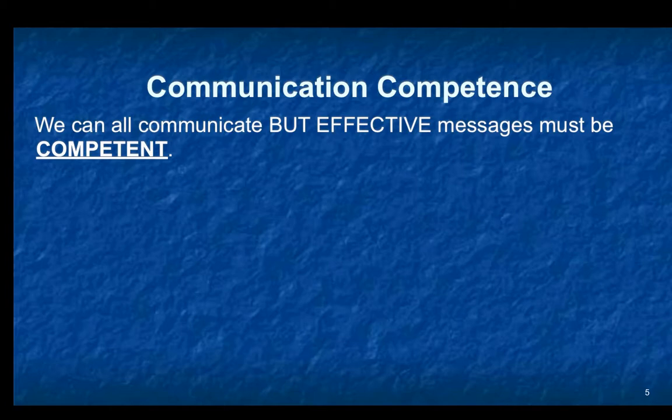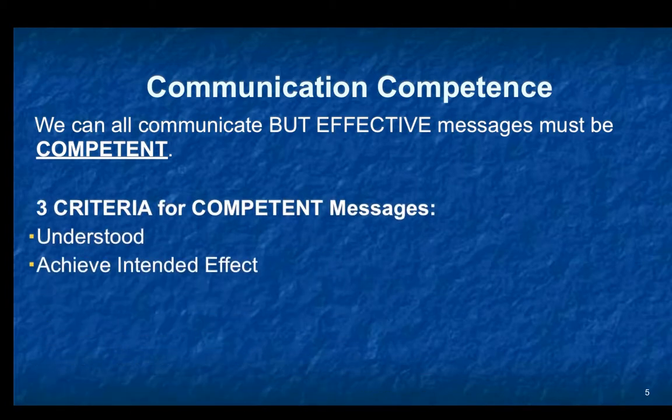So we can all communicate, but effective communication and messages must be competent. So there are 3 criteria for competent messages. They must be understood, they must achieve the intended effect. They have to understand exactly what you meant, and it has to have the effect you intend, where that effect is persuasion. It could be to get them to do something that you want them to do, to say something you want them to say. It could be just to get them to understand where you're coming from. And of course, ethical. They must be ethical.